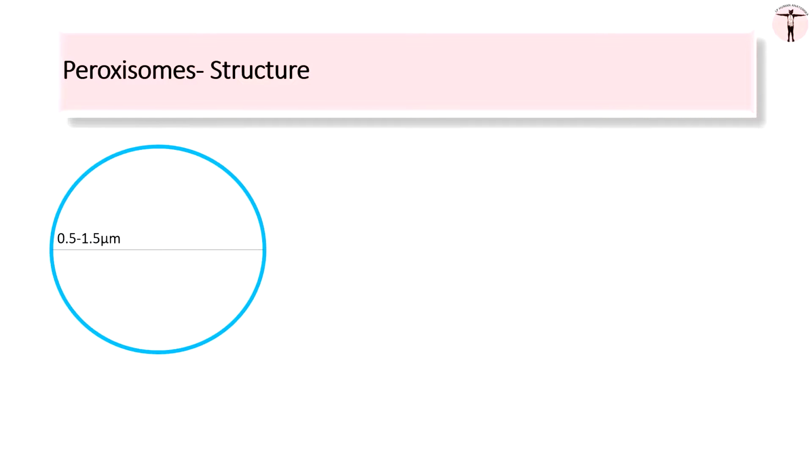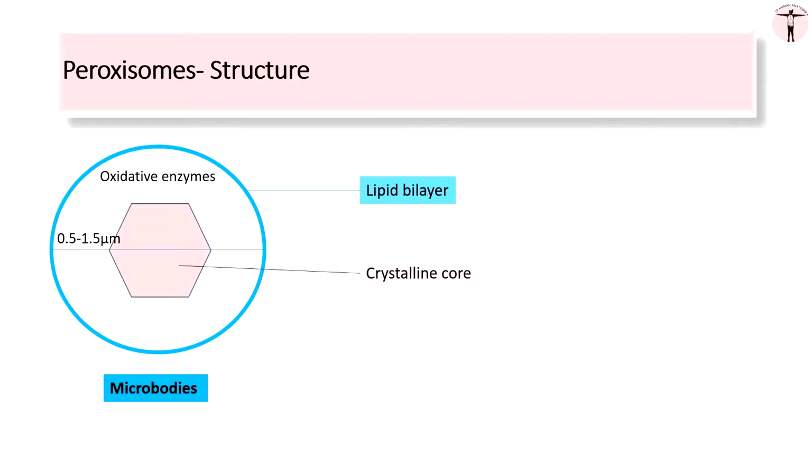Peroxisomes, another component of the cytoplasm in the cell, are single membrane bound vesicles about 0.5 to 1.5 micrometer in diameter, hence called microbodies. These are made of a phospholipid bilayer with many membrane bound proteins. They contain oxidative enzymes and sometimes contain a crystalline core.